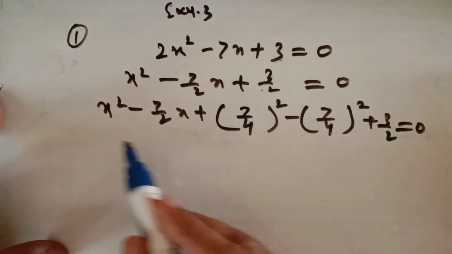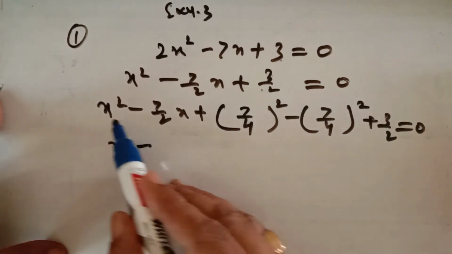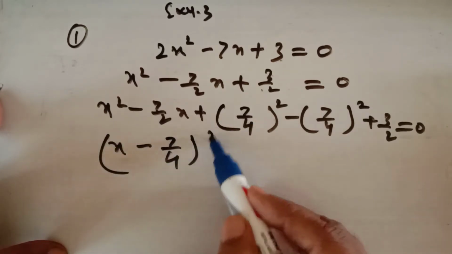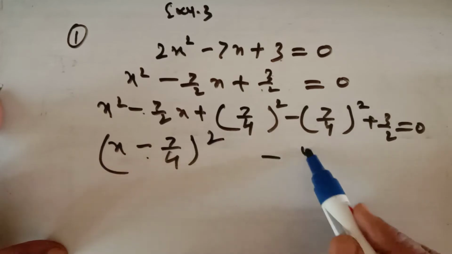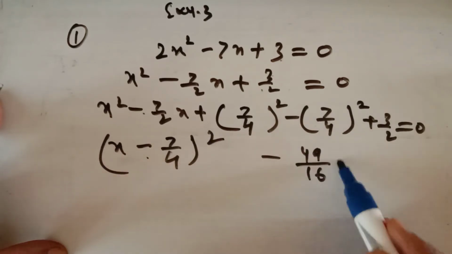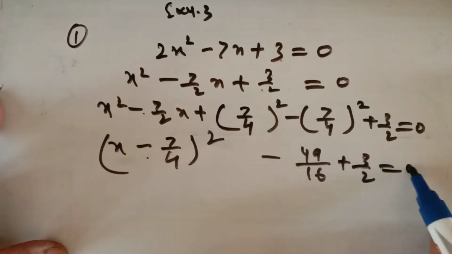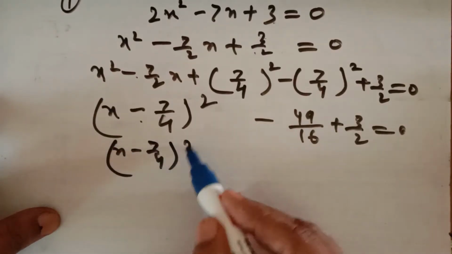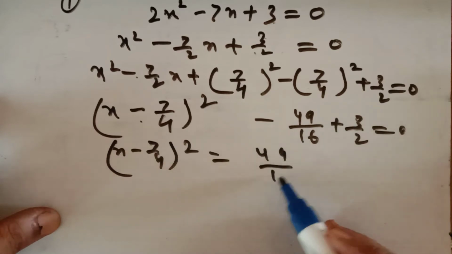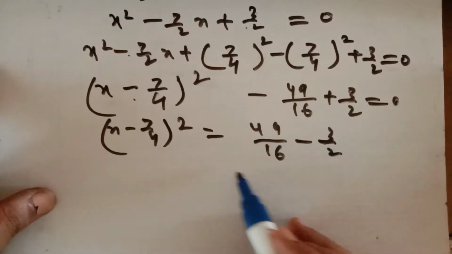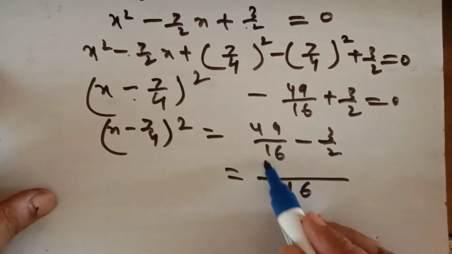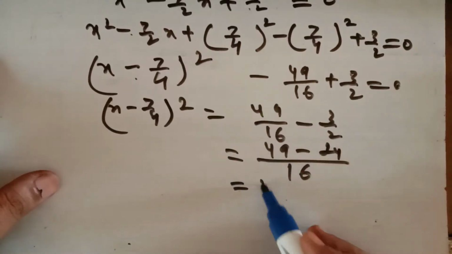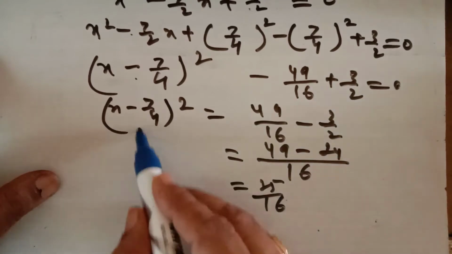So in the first three terms, it will always be a whole square. So a square plus b square minus 2ab, so it will be a minus sign here. And you simplify this, 49 upon 16 plus 3 upon 2 equal to 0. You can take the last two terms to the right hand side. It will be 49 upon 16 minus 3 upon 2. Take the LCM, it will be 16. 49 minus 8, 3 eights are 24. So it will be 25 upon 16.